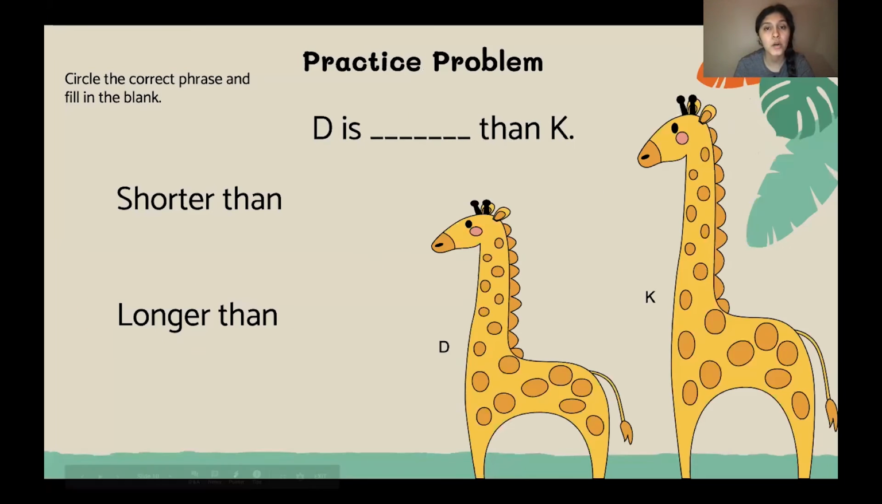So let's go on to a practice problem. Just like the other one, it said circle the correct phrase and fill in the blank. We have the shorter than, the longer than, and then we have drafts. We have D and K. It says D is then K. So is D shorter than K or is D longer than K?